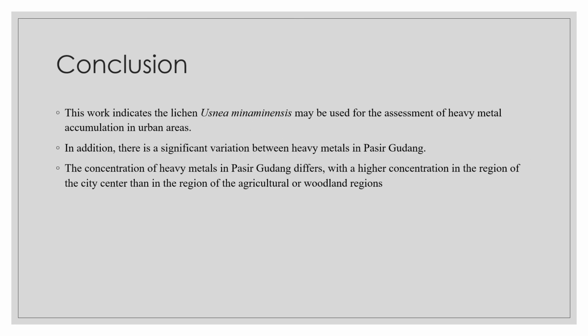So we can conclude that this work indicates the lichen Usnea misaminensis may be used for the assessment of heavy metal accumulation in urban areas. In addition, there are significant variations between heavy metals in Pasir Gudang, and lastly, the concentration of heavy metals in Pasir Gudang differs, with higher concentrations in the city center region than in the agricultural or woodland regions.